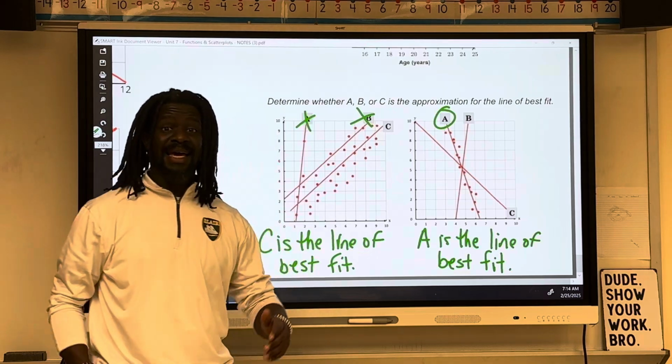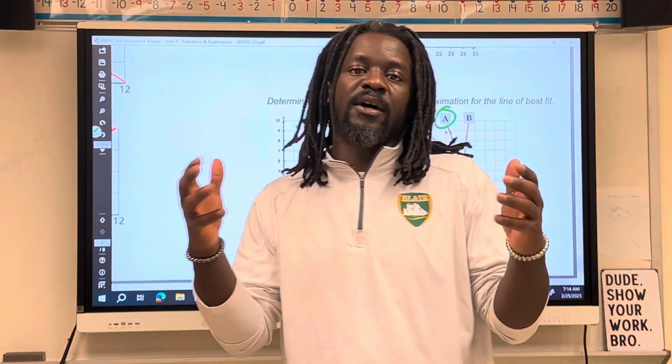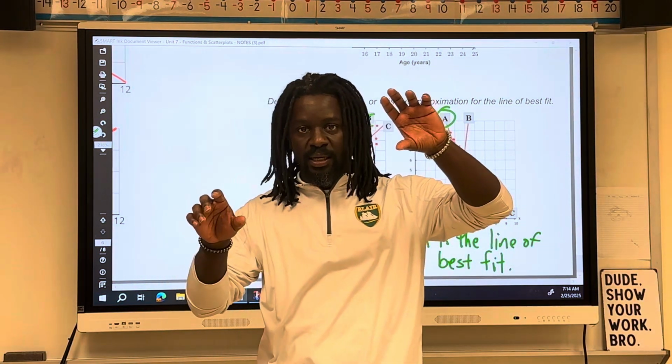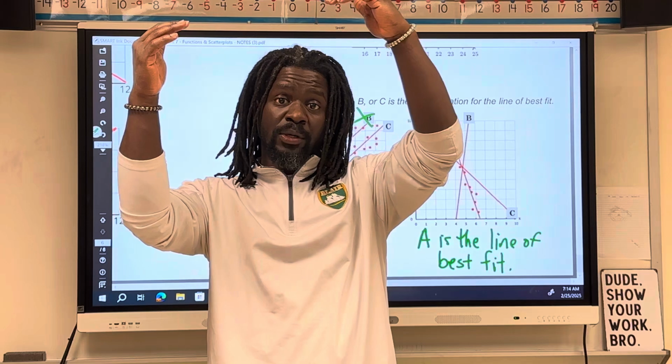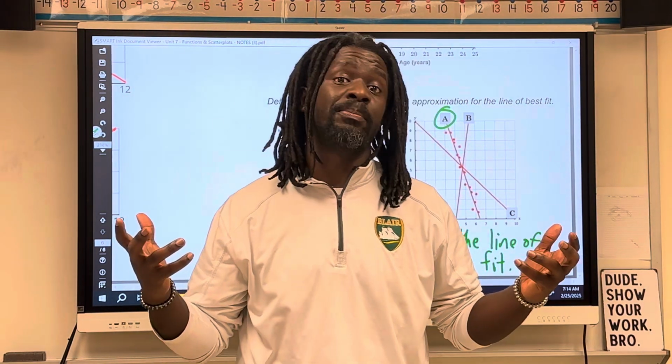All right, and that is it. In this lesson, we have learned how to sketch the line of best fit. It's a straight line that goes through the data, and roughly half the points are above it and half the points are below it. It's that simple.